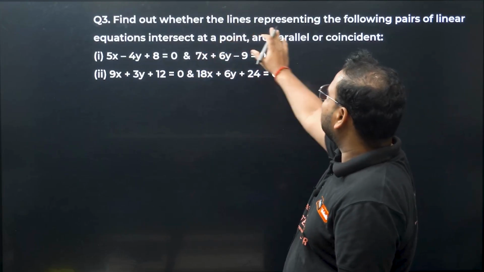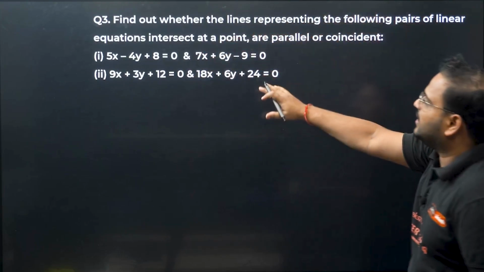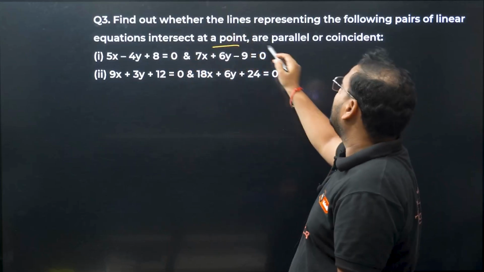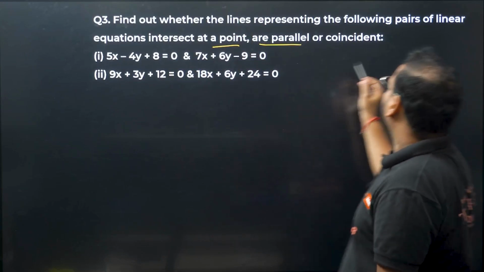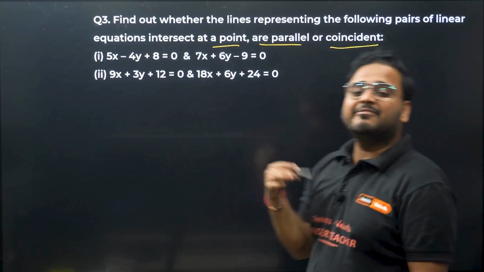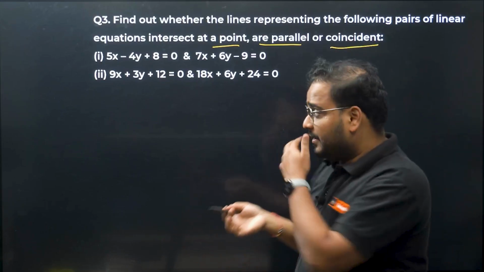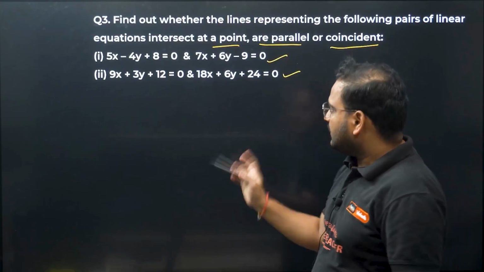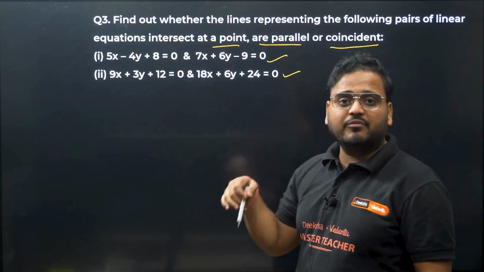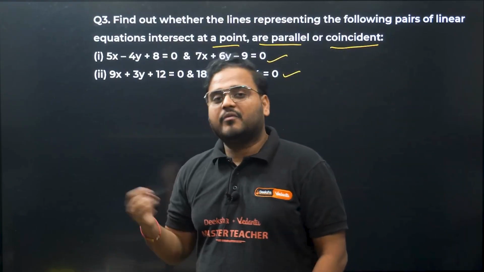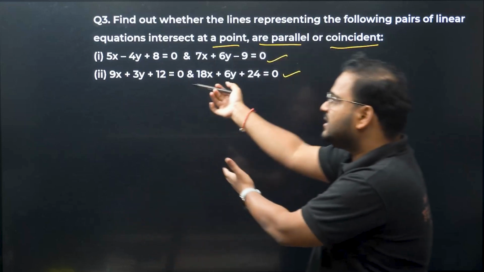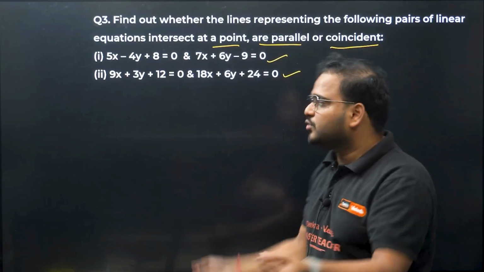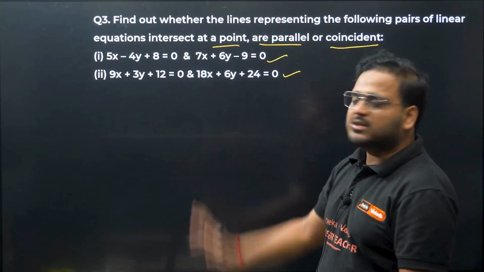Find out whether the lines representing the following pairs of linear equations intersect at a point. Okay, unique solution. Parallel means no solution, or coincident means infinite solutions. So we have two equations given to us. We have to solve this. Before I start solving, we can draw the graph and solve, or we can use the algebraic approach. In this case you can see algebraic approach is simpler. If they draw the graph and give it to you, then of course you use the graphical approach, right? Otherwise use the algebraic approach.